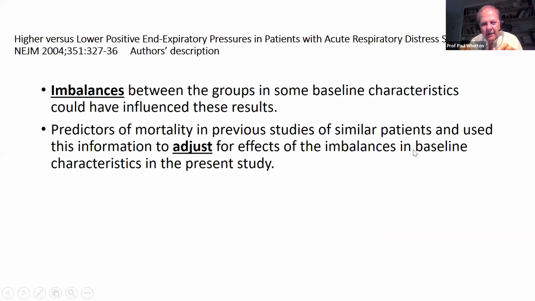So to be a confounder, the factor has to be associated with the exposure and independently with the outcome, as you mentioned earlier on. It's a very good example.